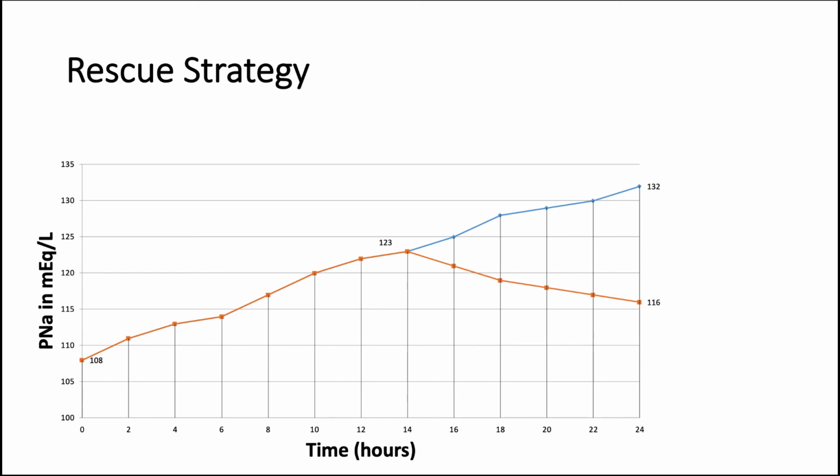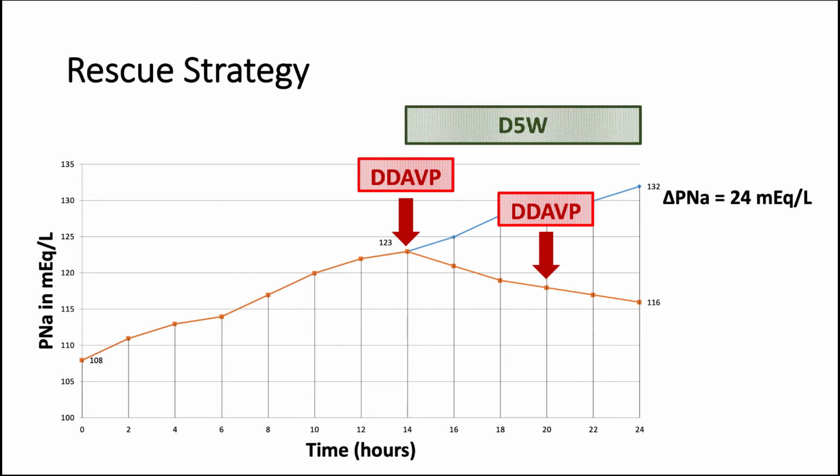So what do I do then? First of all, I have to prevent the sodium from further increasing. So I put the DDAVP clamp there. Again, I use DDAVP and clamp, so there is no more water diuresis. Okay, but now the sodium is going to be stuck at 123 if I don't do anything else, and it's already over the limit. What can I do?